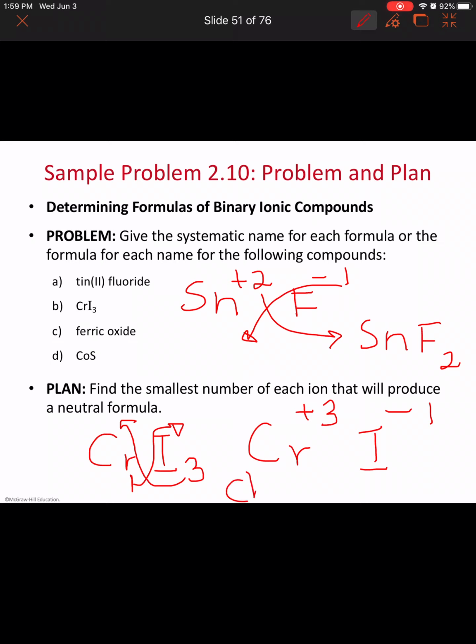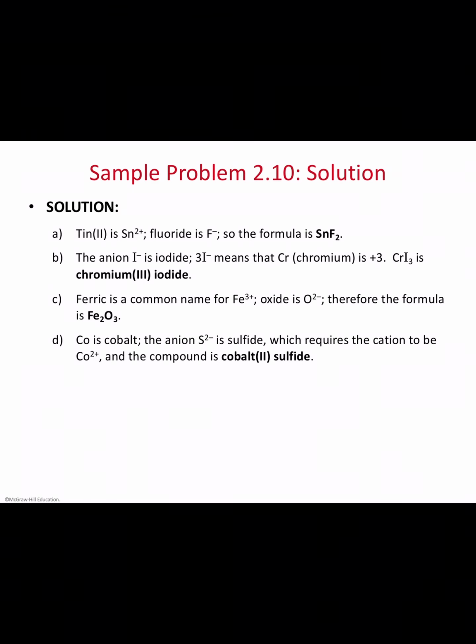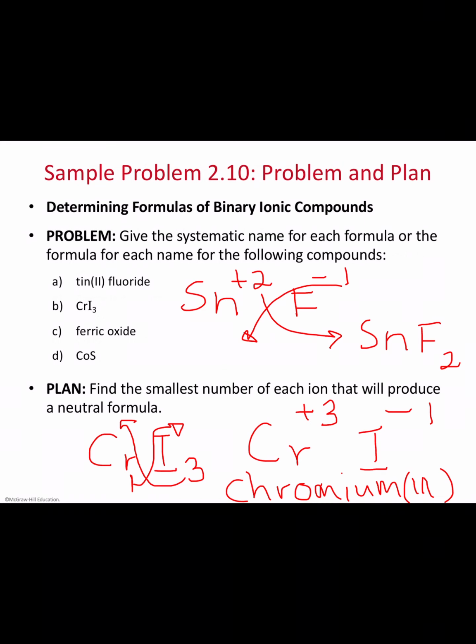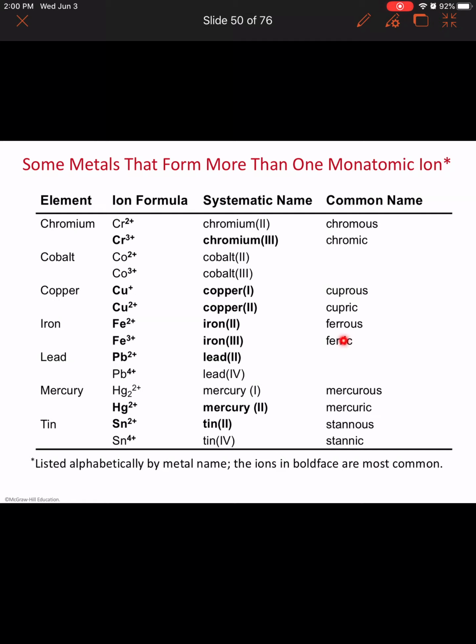So by doing this, you can find out what the charge of the chromium is. When you write the name, you have to write chromium(III) iodide. So the name is going to be chromium(III) iodide. You see here? The anion is I⁻, and I3 means that chromium is +3. CrI3 is chromium(III) iodide. That's how you're going to write it.